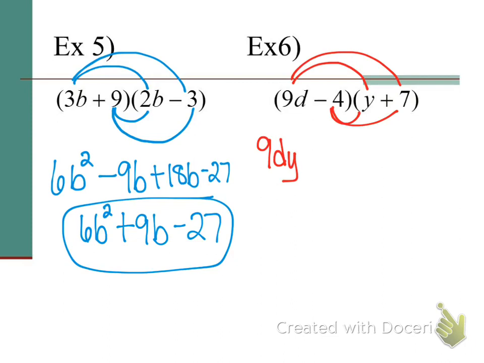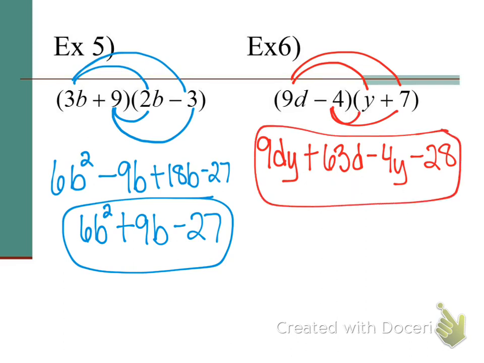Their exponents don't change. They're just all smushed together. What about 9d times 7? 63d. Now we're on to that negative 4. Negative 4 times y is negative 4y. Negative 4 times 7 is negative 28. Can we combine anything? No. None of them have variables that match completely. We've got a dy, but this one only has a d, that one only has a y. So nothing combines, we leave it alone.